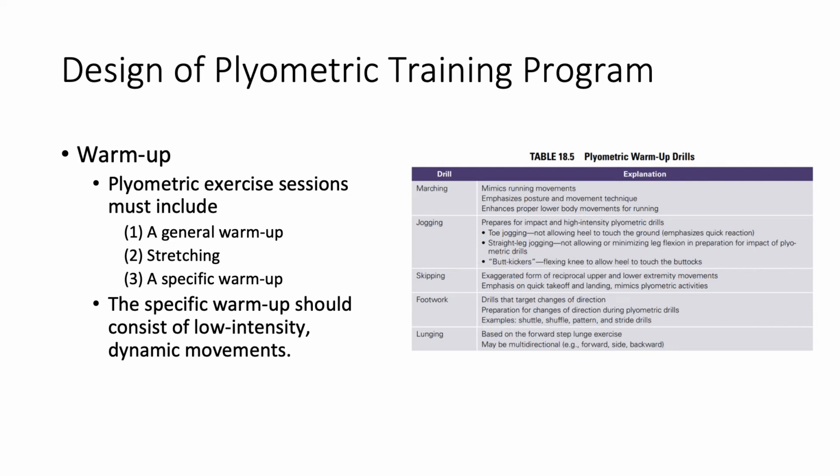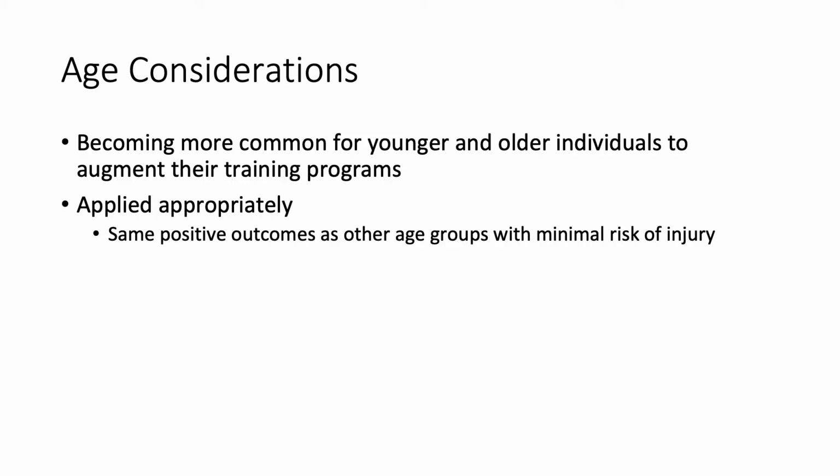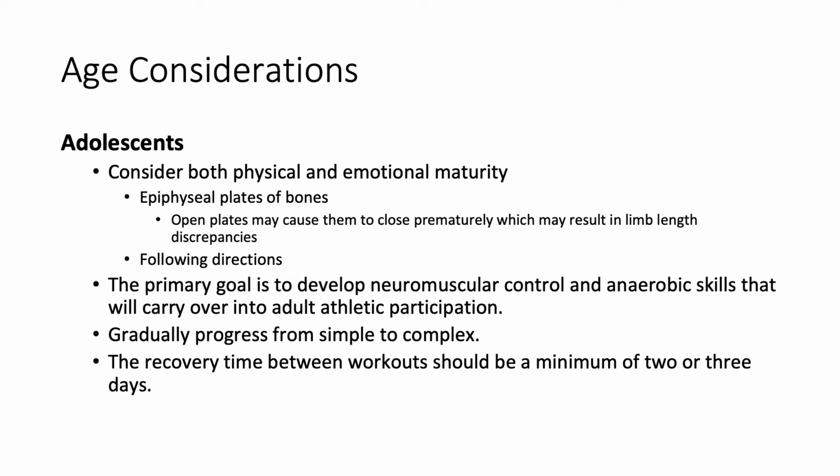Nowadays, it is becoming more common for younger and older individuals to want to augment their training programs for their sport by incorporating plyometric exercise. When plyometric exercises are applied appropriately for these age ranges, they can experience the same positive outcomes as other age groups with minimal risk of injury. Prepubescent and adolescent children may benefit from training with plyometric and plyometric-like exercises. There is no set universal age at which people are physically able to begin participating in a plyometric training program. However, an analysis of the body's development provides some insight into the issue.